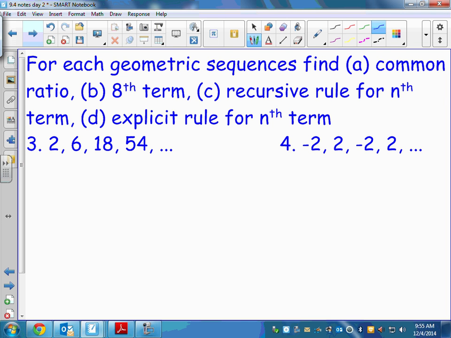Same thing, only now it's geometric, and it says find the common ratio, find the 8th term, find the recursive rule, find the explicit rule. Again, I'm going to skip part B until the end. But what would I be doing each time in this problem? We're multiplying by 3, so that means r is 3.